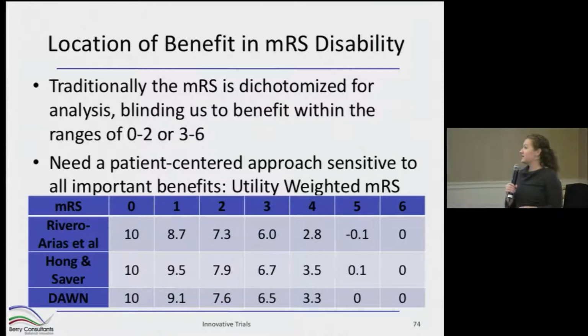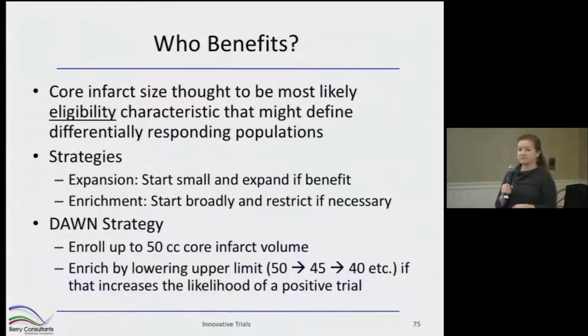So then when the analysis is run, that allows us to look at a little more subtlety of where the treatment effect is. So instead of just doing this dichotomous, looking at 3 to 6 versus 0 to 2, we can now have a better idea of the magnitude of the benefit. So for example, a patient going from a 4 to a 3, that's a pretty large increase in their utility, whereas going from a 1 to a 0 has a smaller change in their utility. All right, so that was one question that we addressed.